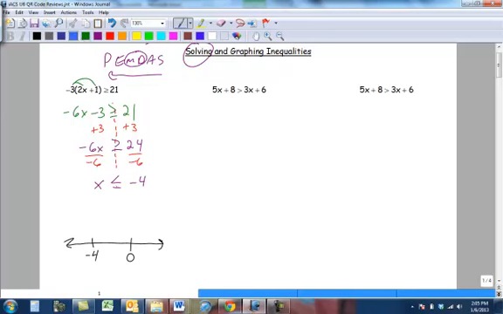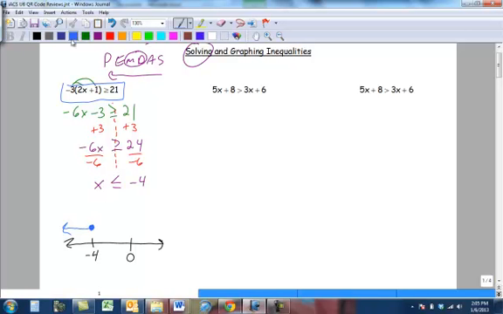Now, less than or equal to or greater than or equal to are solid circles. So this is a solid circle, and it says x is less than or equal to -4, so that means it's going to the left like this. This means that all the answers to the left of -4, -10, -1,000, are solutions to the original inequality.